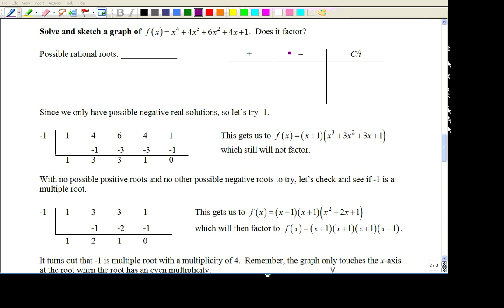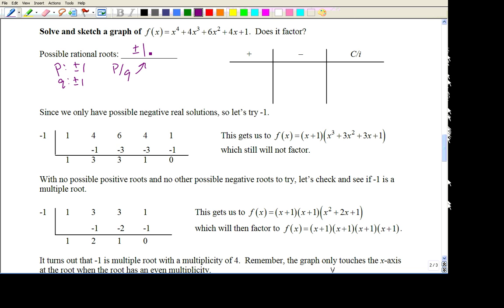So possible rational roots, remember we look at the p and the q values. Our p values are all of the factors of our constant term, which is only plus or minus 1. And q comes from the factors of our leading coefficient, which is 1, so that's also plus or minus 1. So the only p over q values that we get are plus or minus 1.